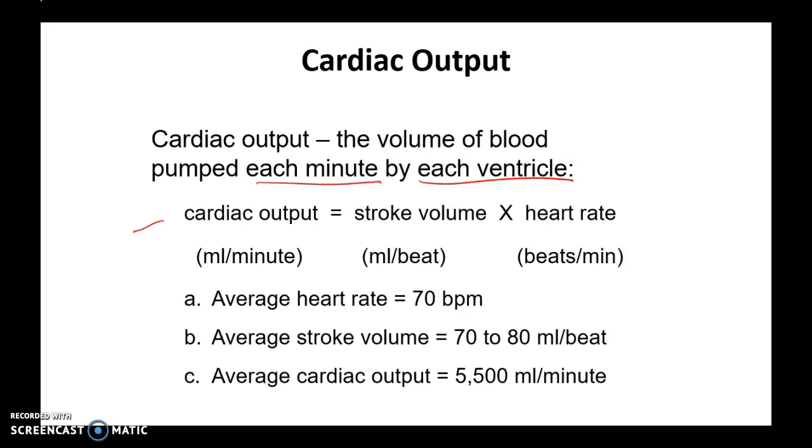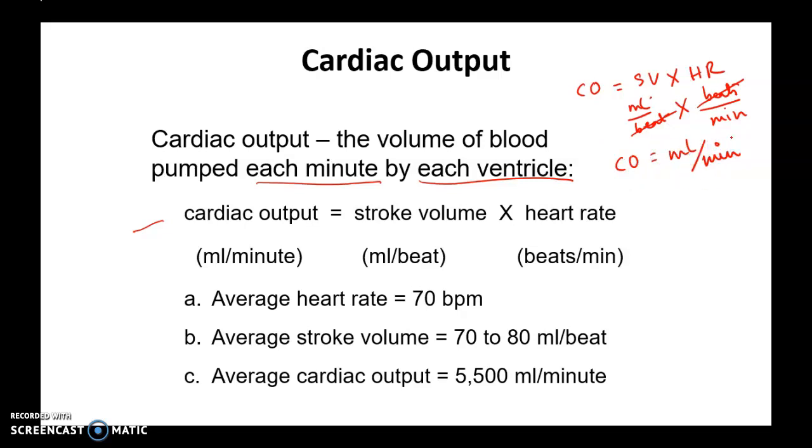It is actually defined by stroke volume times heart rate. And stroke volume represents the strength, right? The strength of contraction. And heart rate is how many times the heart is beating. So if you think cardiac output is measured in mils per minute, stroke volume is mils per beat. So cardiac output is stroke volume times heart rate. Stroke volume is calculated in mils per beat, and heart rate is calculated in beats per minute.